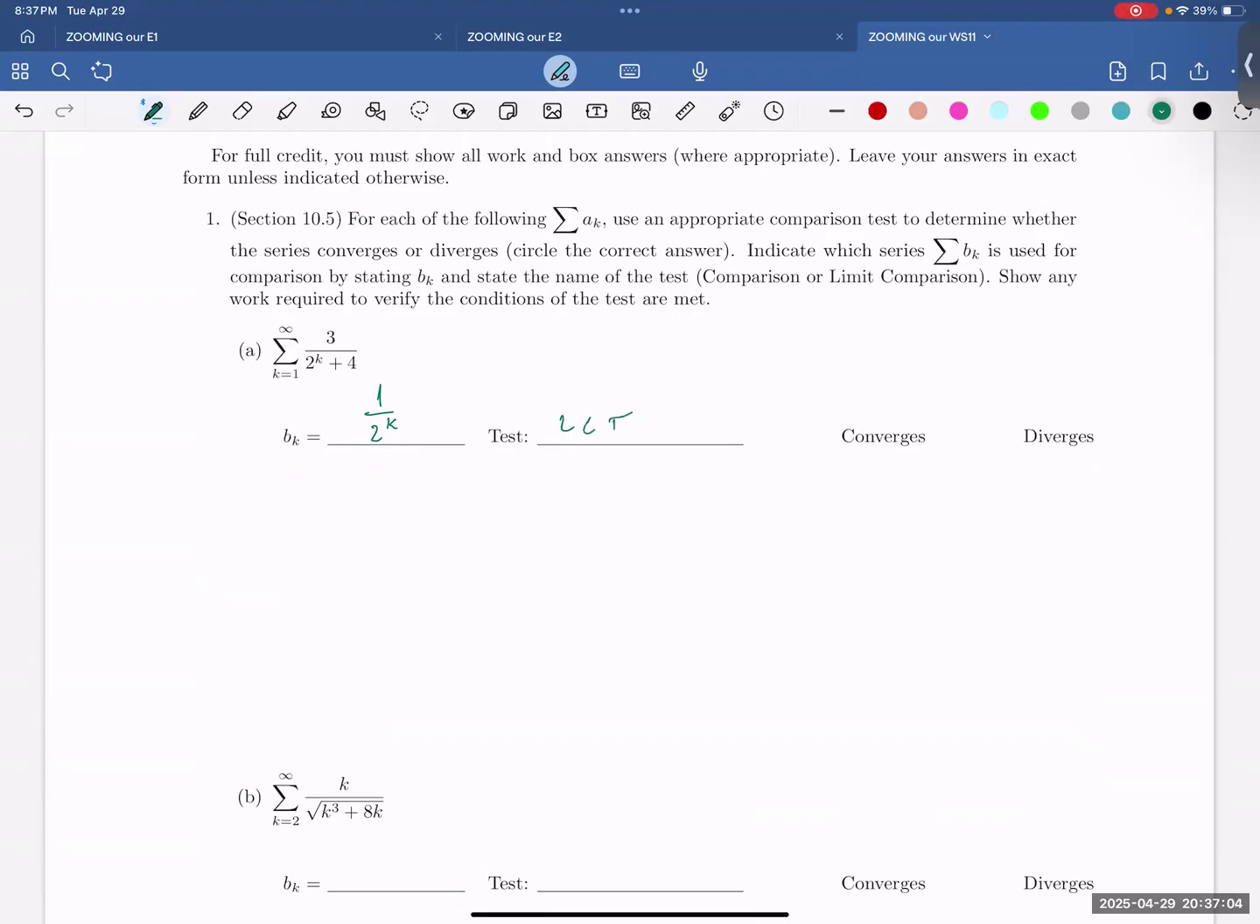Okay, so limit comparison test, we got to do a couple things. We need to look at our b sub k as a series. So take the b sub k sequence, look at it as a series, and decide if it converges or not. This series, the comparing series, converges by the geometric series test. The size of the ratio is a half, and that's less than 1.